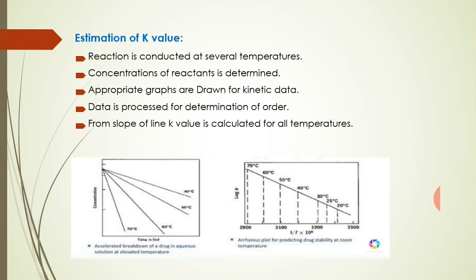Then a graph between time and log concentration is plotted for each temperature, as seen in figure 1 or graph 1, and the best fitted line is drawn by taking 1/T × 10^6 on the x-axis and log K on the y-axis, as seen in graph 2. So this graph 2 is nothing but the Arrhenius plot, which is extrapolated to get the value of K at room temperature for calculation of shelf life.